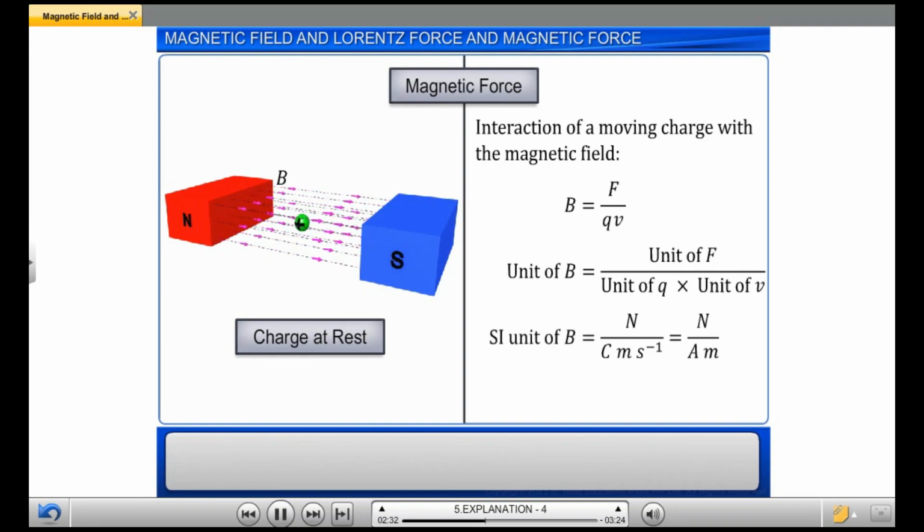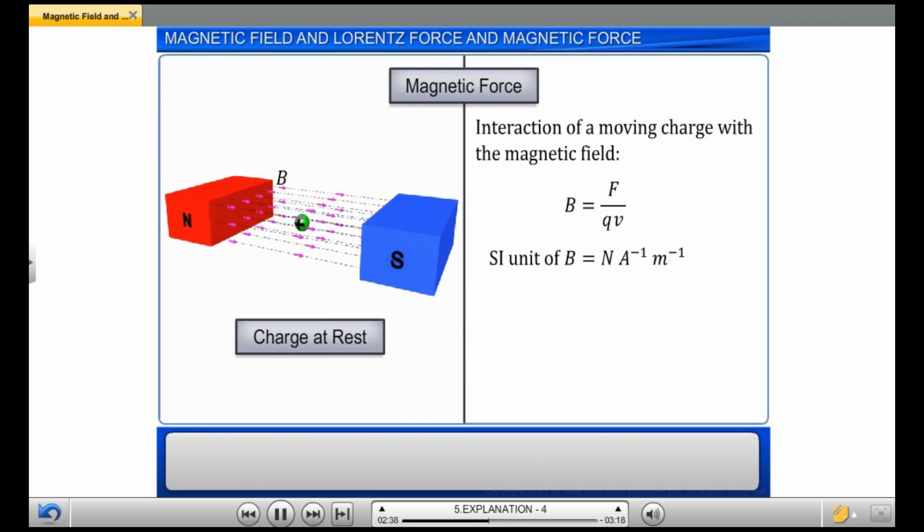The SI unit of magnetic field is Newton per ampere meter, which is referred to as Tesla. Gauss is another common unit. 1 Tesla is equal to 1 Newton per ampere meter. 1 Tesla is also equal to 10 to the power 4 Gauss.